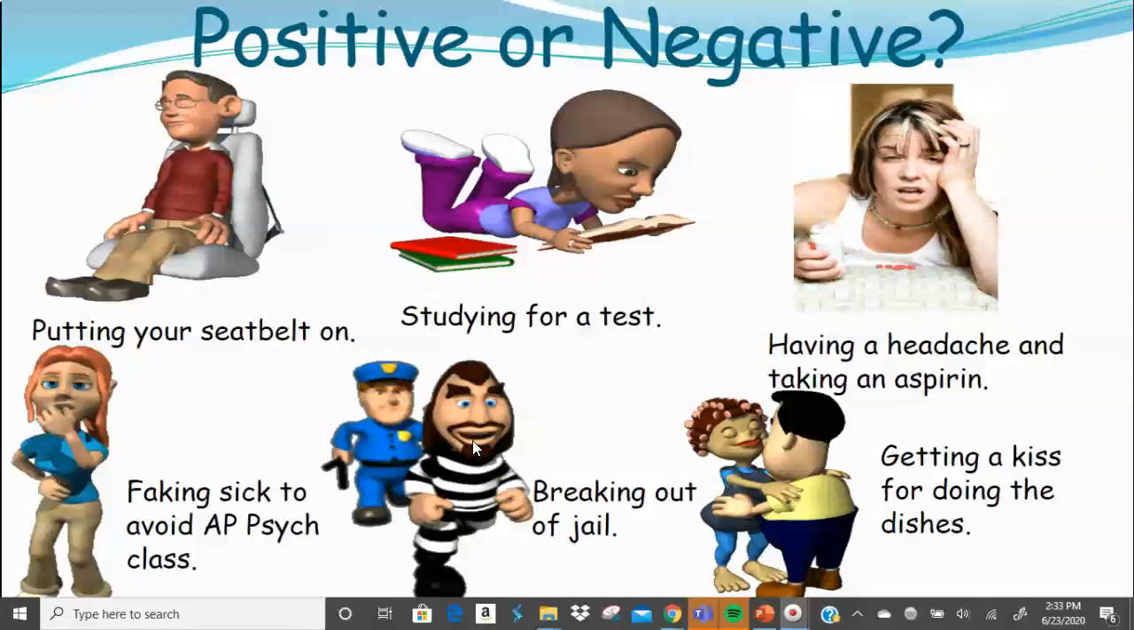Breaking out of jail. Honestly, I think it could go either way, depending on how you look at it. If you're gaining your freedom, then that's a positive reinforcement. If you are fleeing incarceration, it is a negative reinforcer. Getting a kiss for doing the dishes. That would be a positive reinforcer.